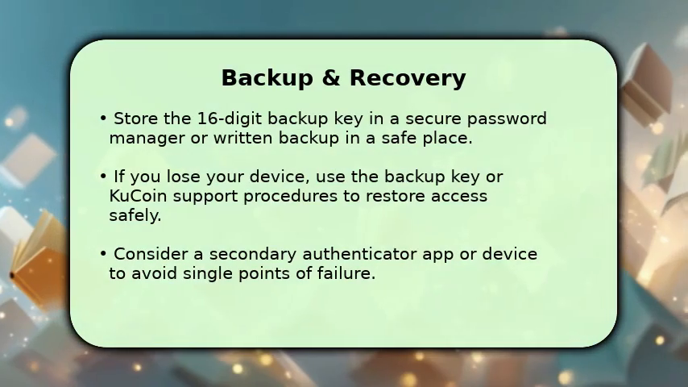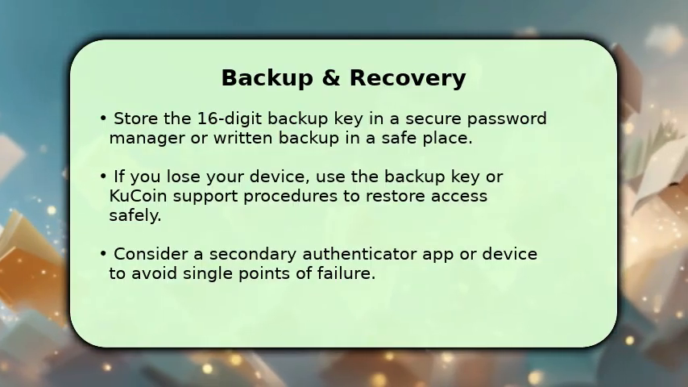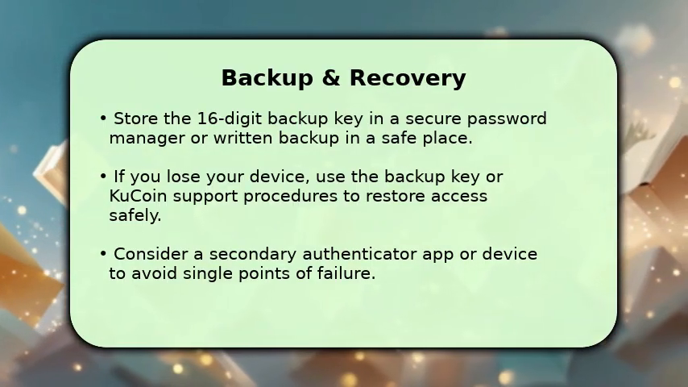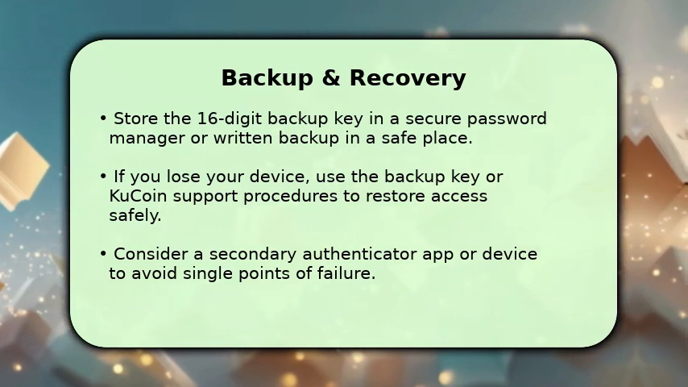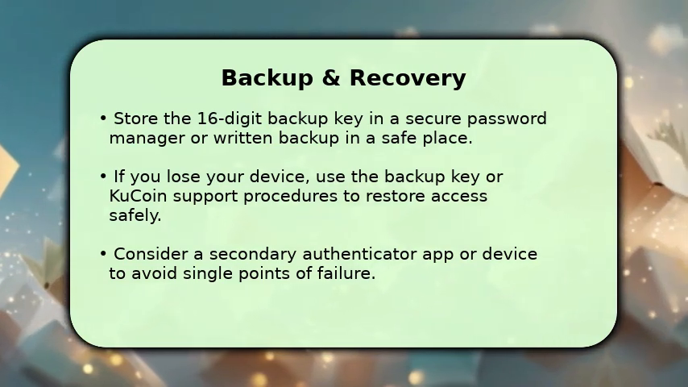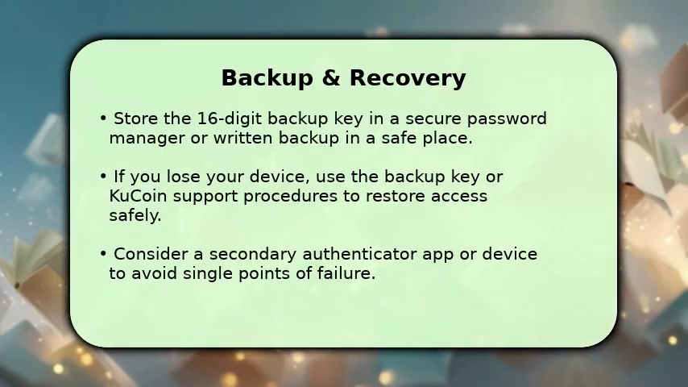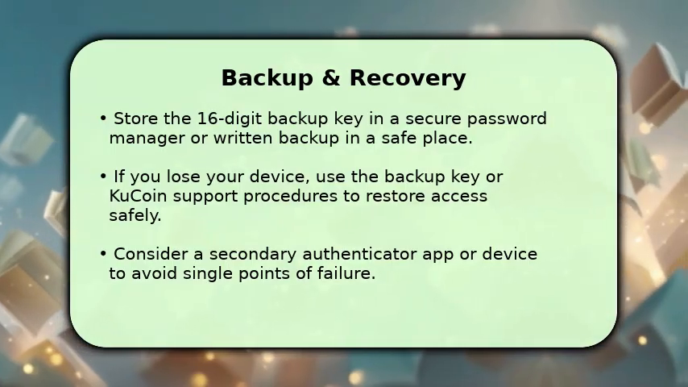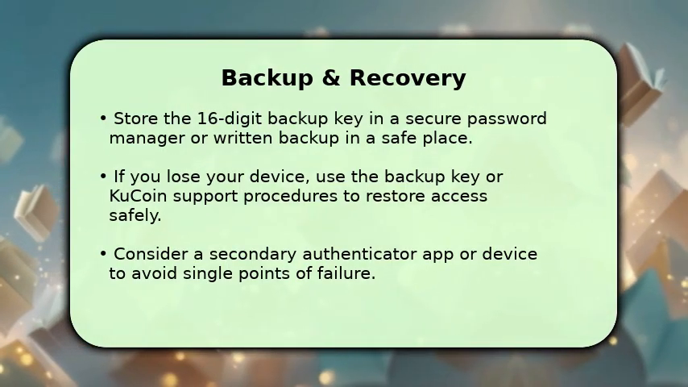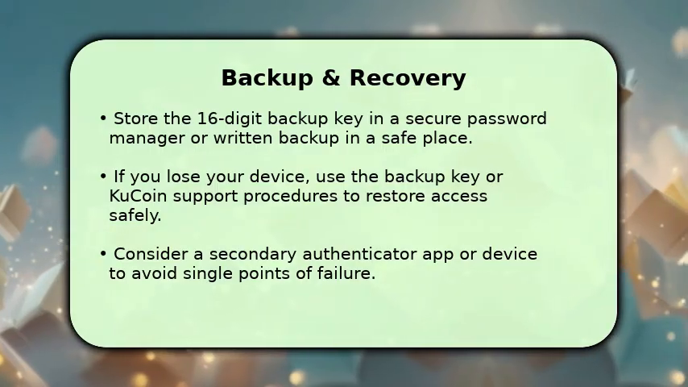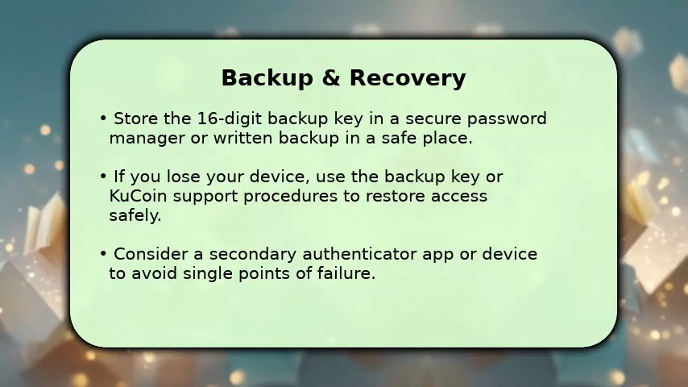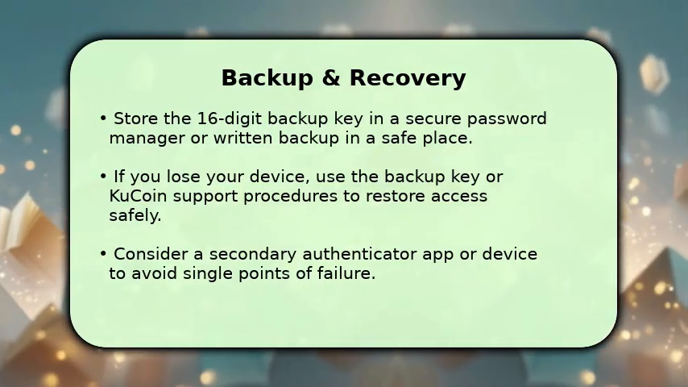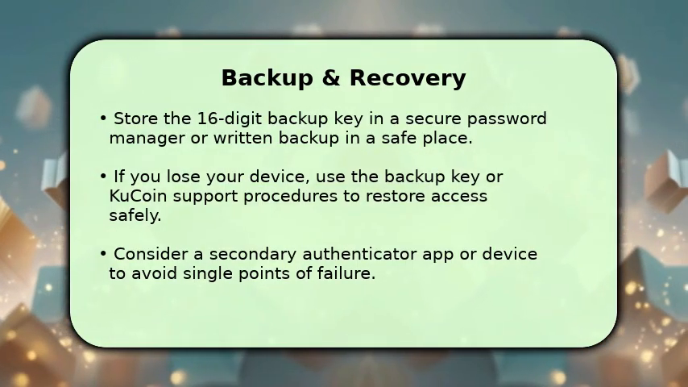Keep your 16-digit backup key safe by recording it offline or saving it in a secure password manager to speed recovery. If you lose your phone, use the backup key to restore Google Authenticator on a new device or follow Kucoin recovery steps with verification documents. Also set up a secondary device or alternate authenticator method to reduce risk, and avoid storing backup keys in plain text on cloud services that are publicly accessible.